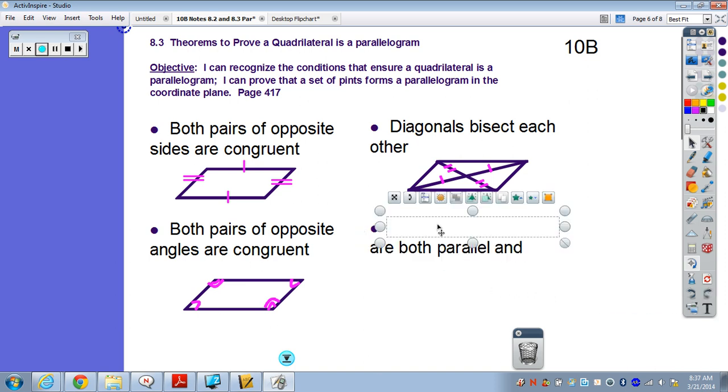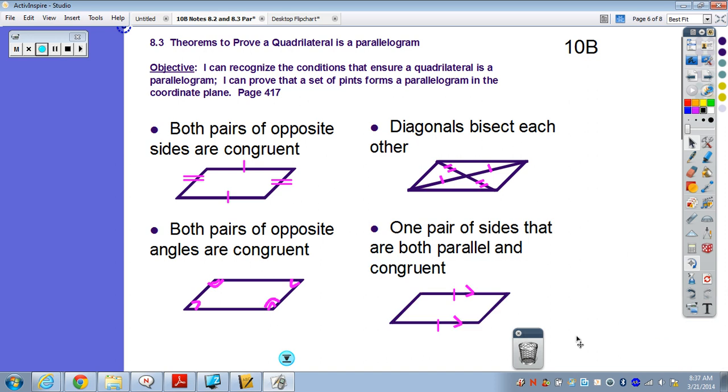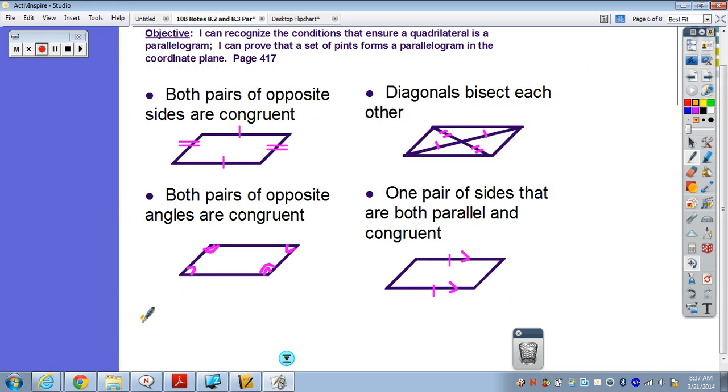And then if one pair of sides is both parallel and congruent. Now it has to be the same side. So this is a parallelogram. It has to be the same side. There's actually one more based on the definition, so we're going to add one.